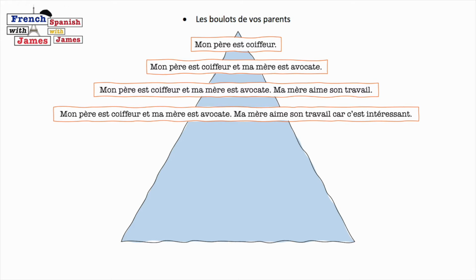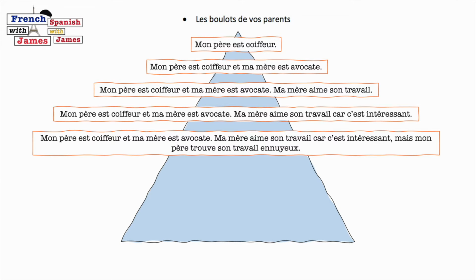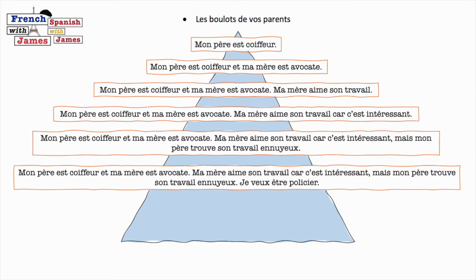There we're giving further details. Now we could extend this even more by saying our mum likes the job because it's interesting, mais mon père trouve son travail ennuyeux. But my dad finds his work boring. This is showing that we can use much higher level language because we're talking about what our mum thinks of her job, giving a contrasting opinion from our dad. So this is going to climb us further up the bands of the mark scheme. We could then say something about ourselves. Je veux être policier. I want to be a police officer.